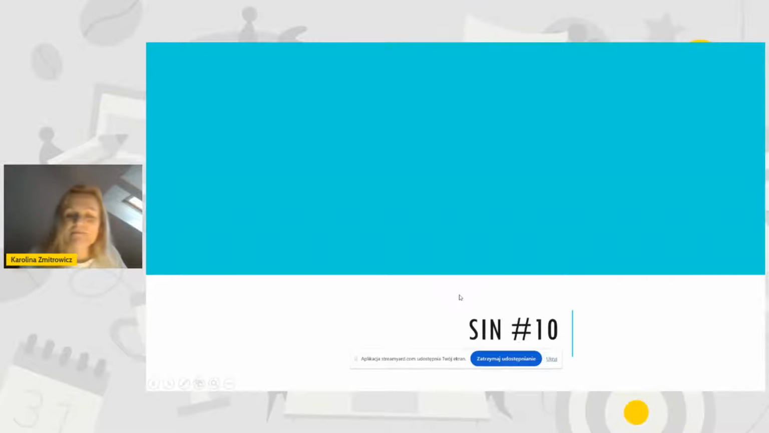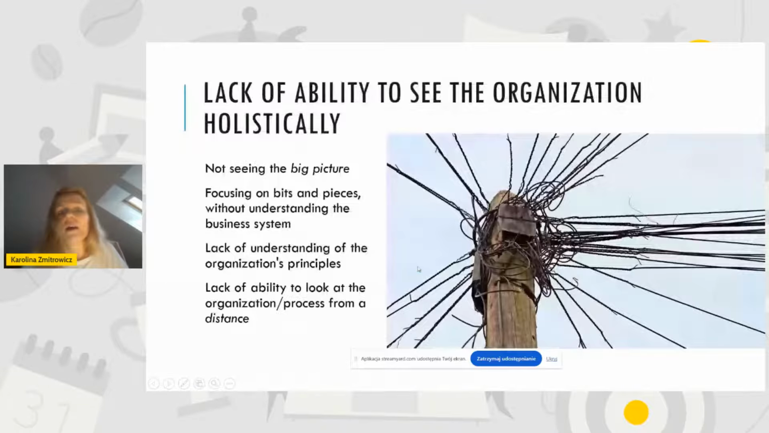And the last one, the most important one, I think, at least from my perspective: we have problems with thinking holistically. We don't see the big picture. We enter the project and focus on small pieces, small bits. We don't understand the big picture. By big picture, I mean seeing the organization as a business system of elements that are connected to each other. Departments, stakeholders, business processes, they all create a system.